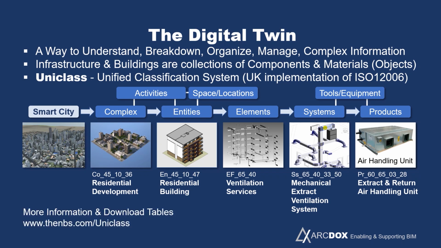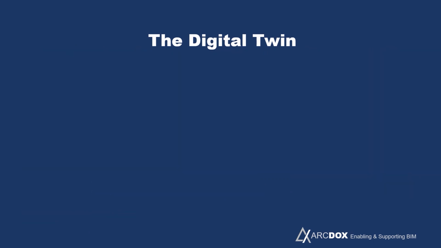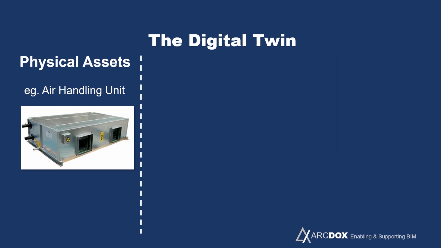So if anybody wants to find out more about Uniclass, you can go to the Uniclass website, which is over there, and read more about it. But it's an easy way of trying to take complex built structures and break them down into something that we can deal with. So if I just take that air handling unit as one example, because if you can understand how this digital process works for one product, then you can understand how it works for systems, entities, elements, etc.